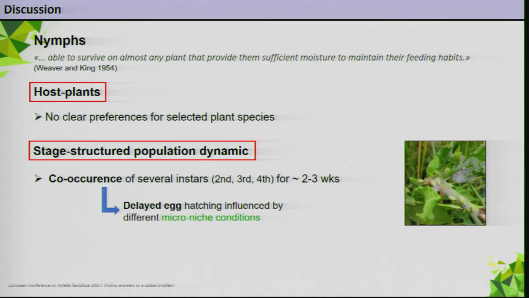The stage structure population dynamics showed a co-occurrence of several instars, second, third, fourth, for 2-3 weeks, and this is probably caused by a delayed egg hatching influenced by micro-niche conditions. Temperature and humidity can drastically change also in a space of a few centimeters.